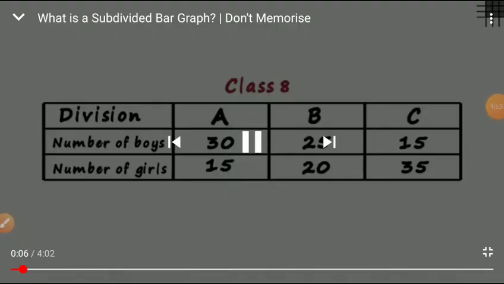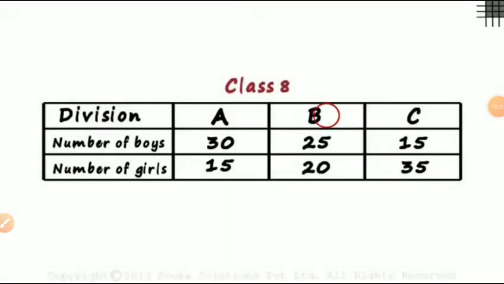Three divisions: A, B, and C. Division A had 30 boys and 15 girls. Division B had 25 boys and 20 girls. And Division C had 15 boys and 35 girls.